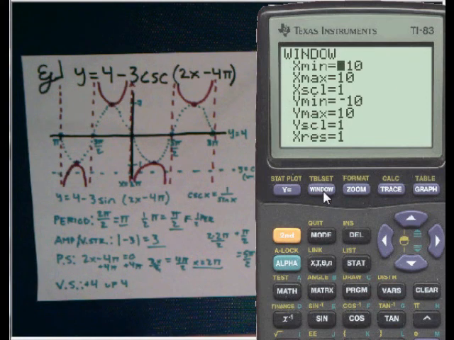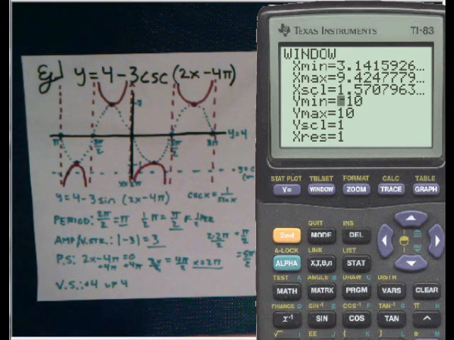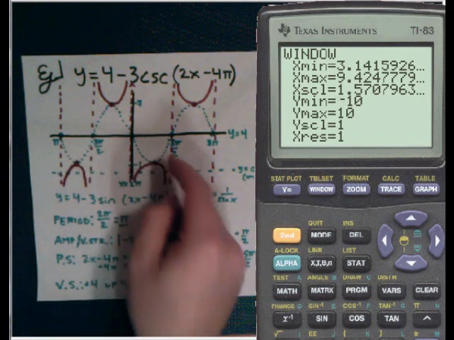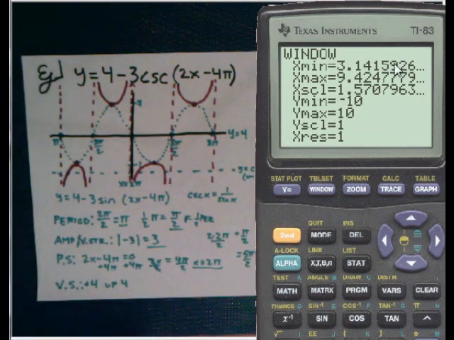Now I've got to go to my window. I've got to punch in what I see. So it's starting at pi. It's going up to 3 pi. So I'm just punching them straight in as they are. For my scale, I could just kind of guess. I think it's probably pi over 2. Again, there's no real reason to change this. I just like kind of making it match what I see, and I kind of see pi, 1.5 pi, 2 pi, 2.5 pi, 3 pi. So I'm just going to go that way.